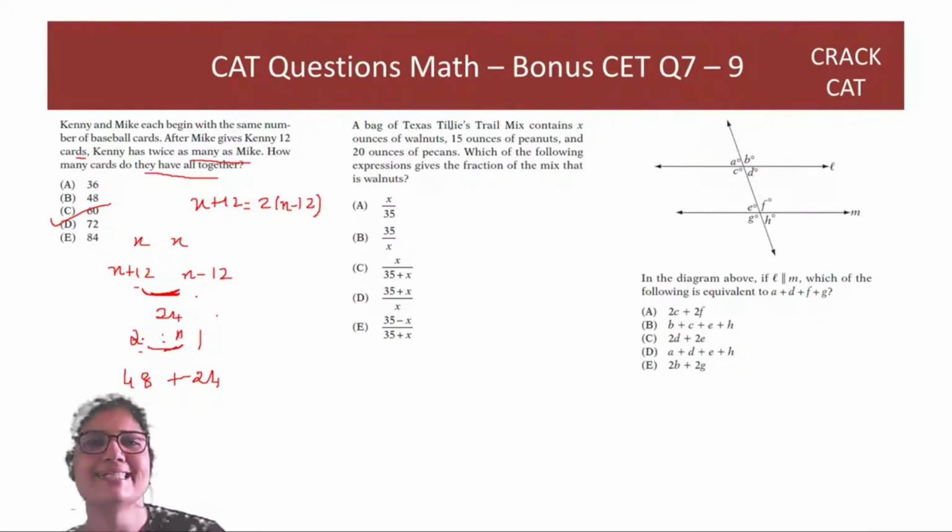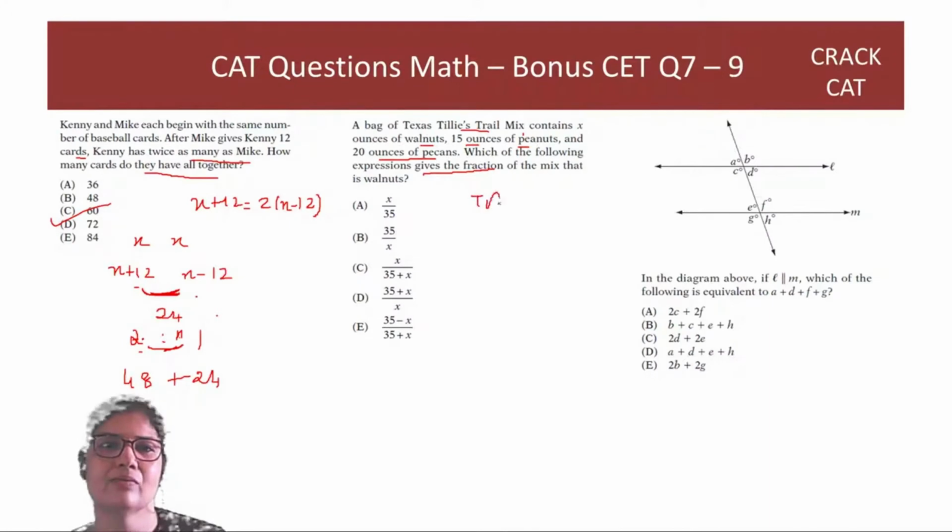A bag of Texas Tilly's Trail mix contains X ounces of walnuts, 15 ounces of peanuts, and 20 ounces of pecans. Which of the following gives the fraction of the mix that is walnuts? So how much is the total? How much is the total mix? It is X plus 15 plus 20. It is X plus 35. Out of that, what fraction is walnuts? So that is X. So the answer is going to be X over X plus 35.